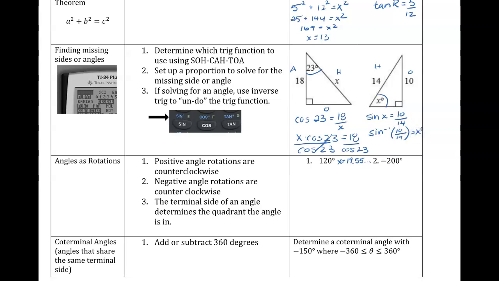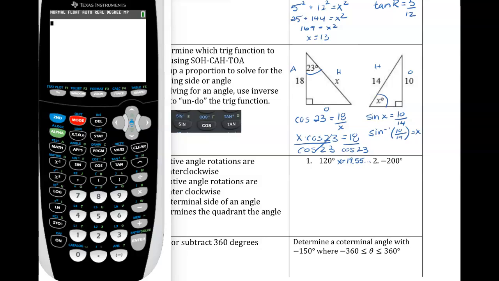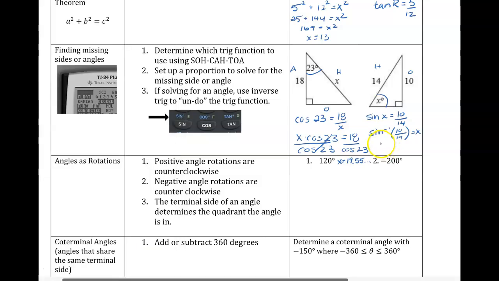So on my calculator, we do inverse sine. You're going to use second and sine. That's how we get that inverse function, just going backwards. We're going to do inverse sine of 10 divided by 14. And we get our corresponding angle measure. Just be careful with rounding directions here. We don't have any rounding directions, so I'll just say 45.58, and so on.